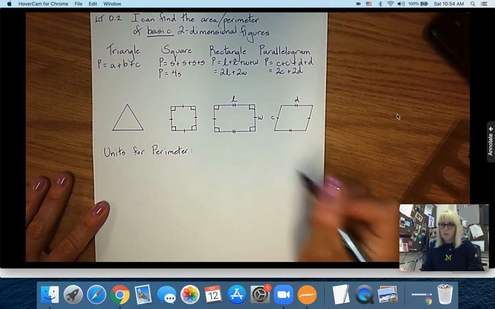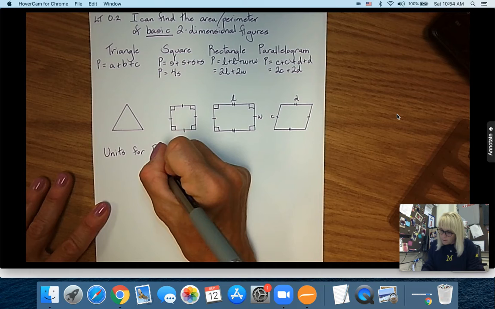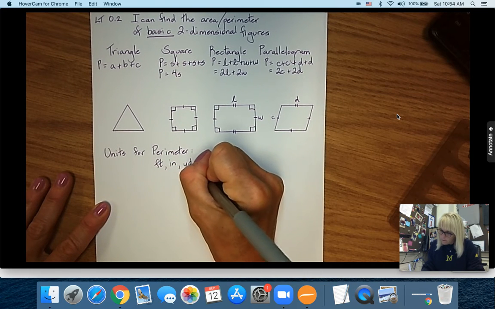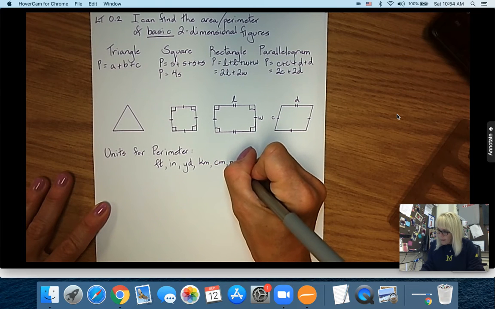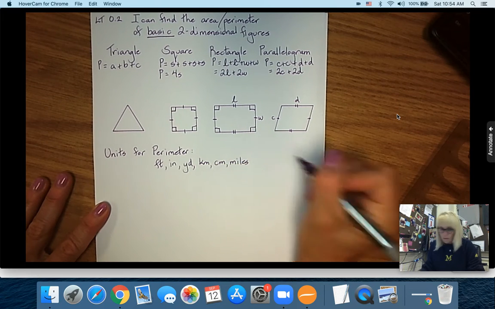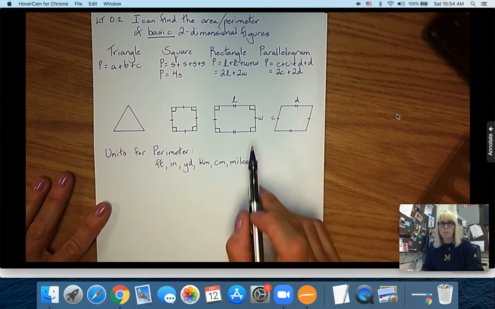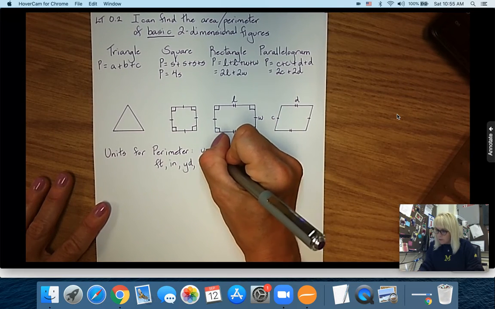Units for perimeter are things that you would measure with. So feet, inches, yards, kilometers, centimeters, miles, and so on. Okay? Those are units for perimeter. If the figure doesn't give you units, then you would just say unit.